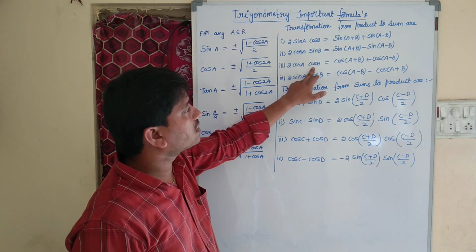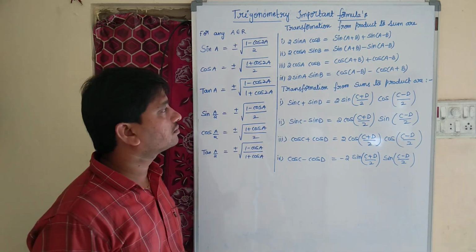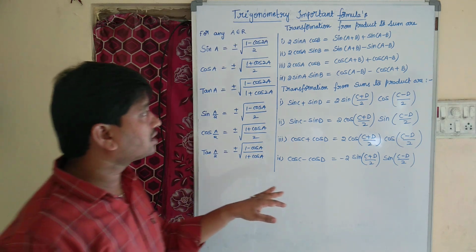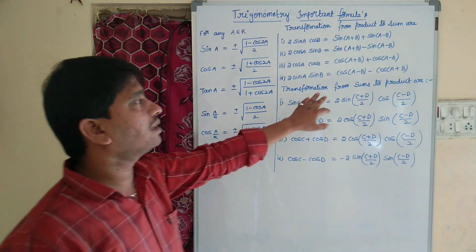Next, 2 cos A cos B is nothing but cos of (A plus B) plus cos of (A minus B). Next, 2 sin A sin B implies cos of (A minus B) minus cos of (A plus B).